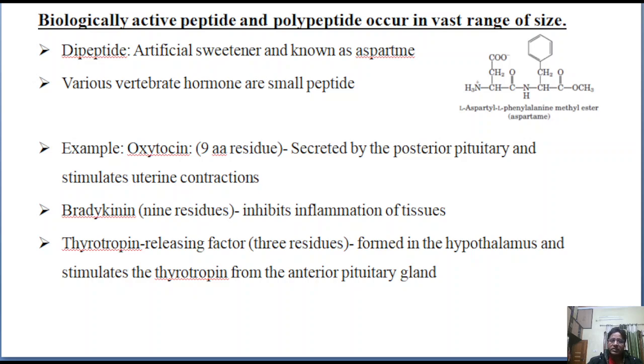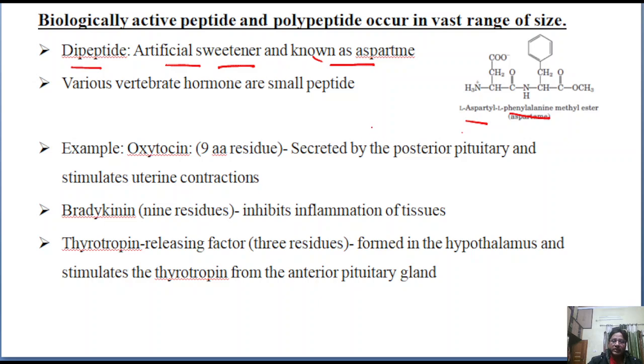So we will discuss some of these peptides, which are 3 to 10 amino acids, or 20 amino acids, or in the range of 30 amino acids, and they have a very significant role. The example you can see here is a dipeptide, aspartame, which is L-aspartyl-L-phenylalanine. It is a dipeptide made up of two amino acids, where the aspartic acid and the phenylalanine are linked together, and it is known as aspartame.